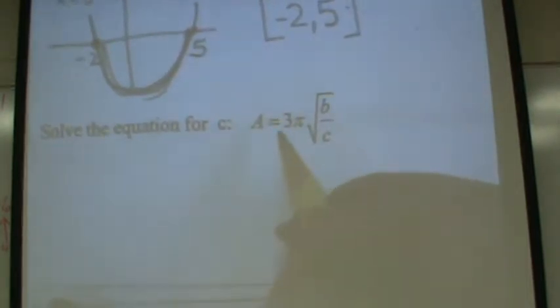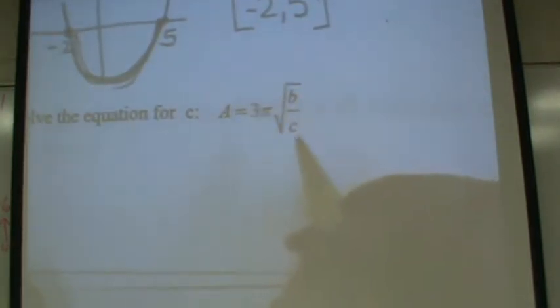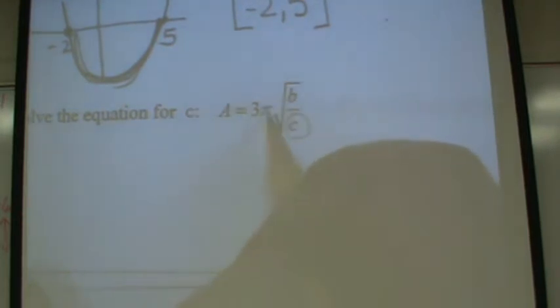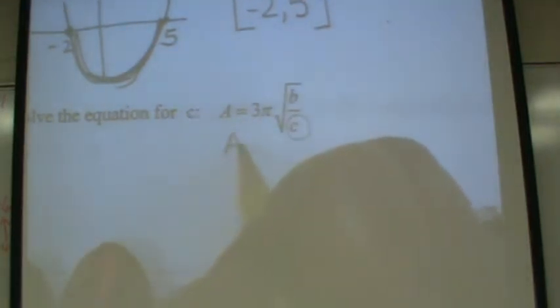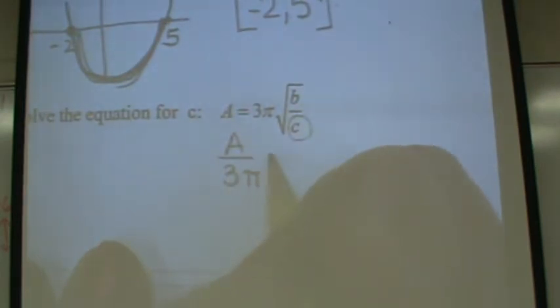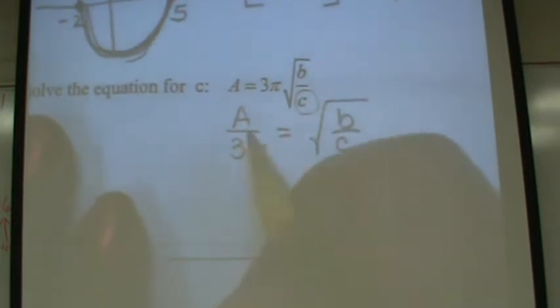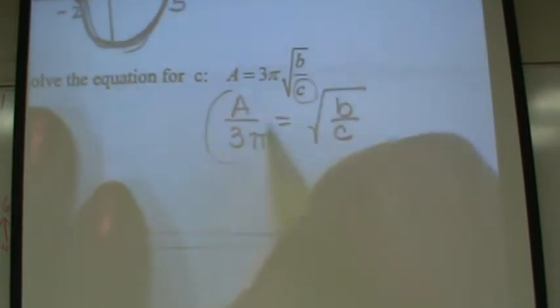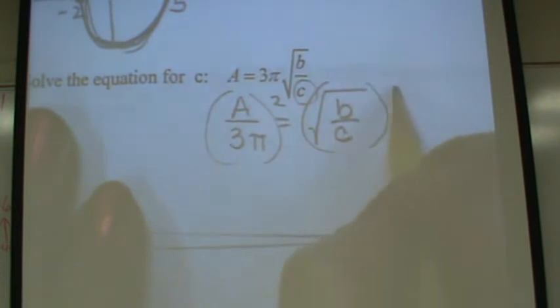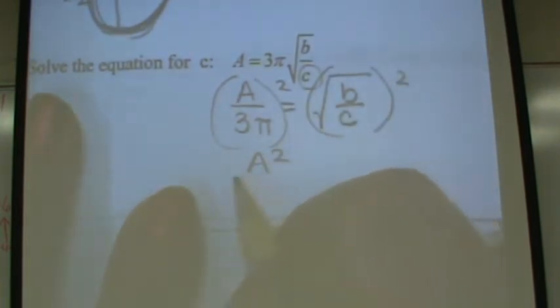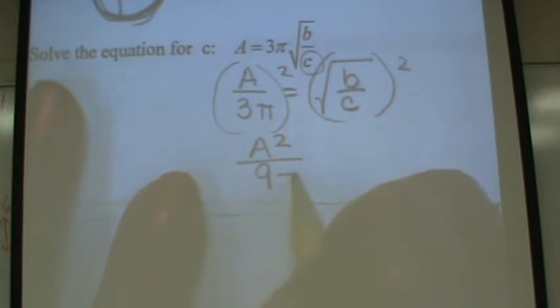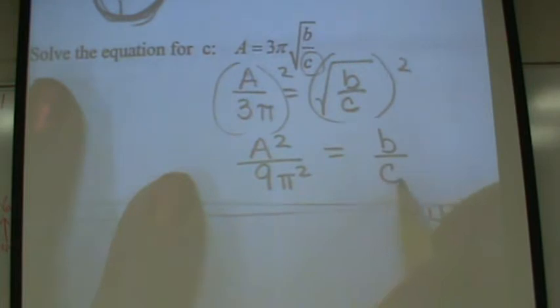And number 15, we call this a literal equation. They're looking at, can you solve this for a different variable, not a? So what you're going to do is first get rid of 3 pi, divide by 3 pi. Now you want to remove the radical, so you have to square everything. Square this side, and you square this side. So you get a squared over, this is going to be 9 pi squared. You have to square everything. That's applying your exponent rule.